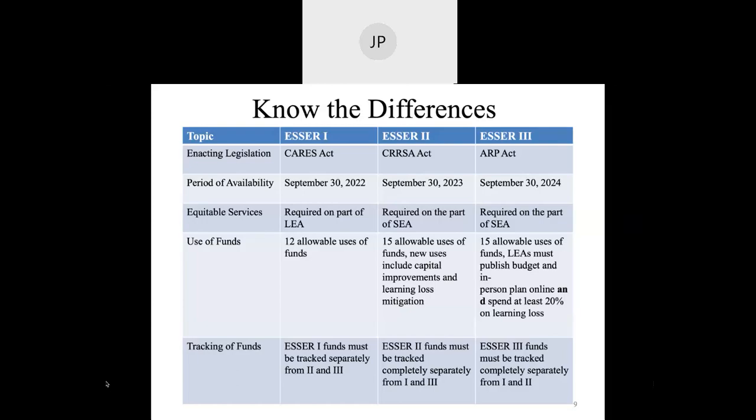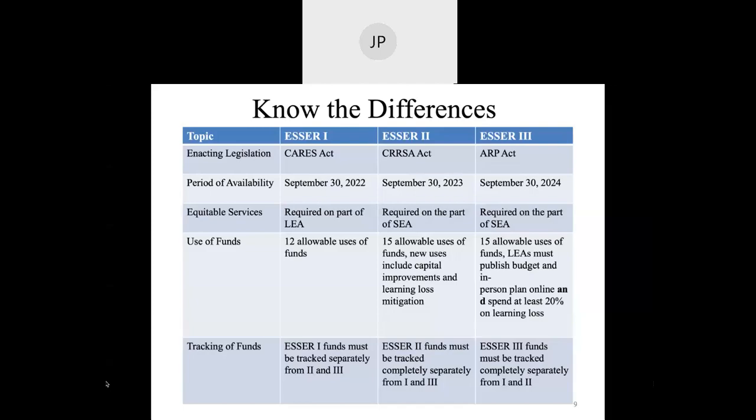Then we have ESSER 2 that was authorized by the CRRSA Act. Those funds have to be spent by September 30th, 2023. There were 15 allowable uses, including new uses for capital improvements and learning loss mitigation, again needing to be tracked separately. And lastly, the point of today's session, there is ESSER 3 authorized by the ARP Act.